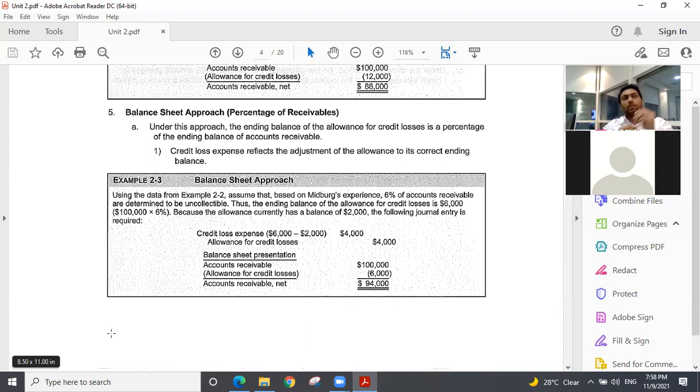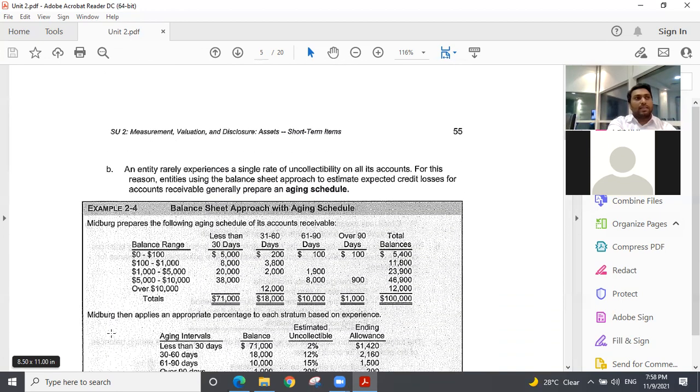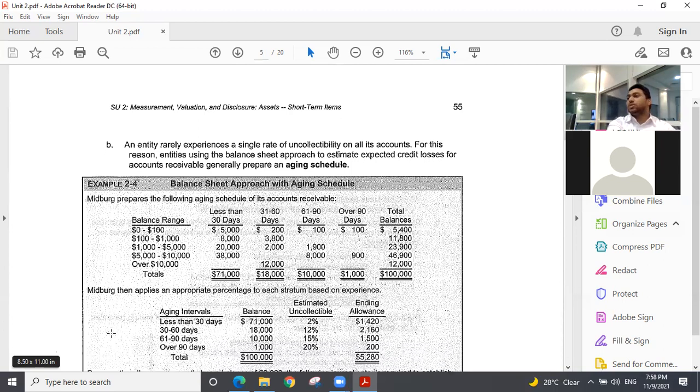Out of this 100,000, 10,000 is today's credit sales. For that also you are providing 6%. And someone has been an AR for the last 2 years, for him also you are providing only 6%. So this is not a scientific approach. So we will have a more scientific, more specific approach, that is the balance sheet approach with aging schedule.